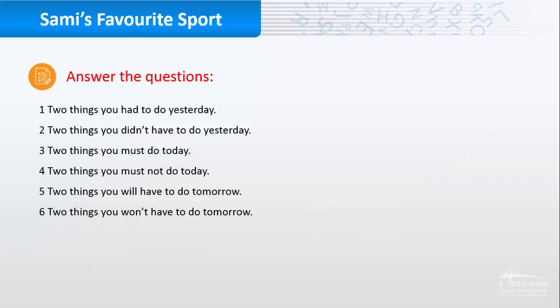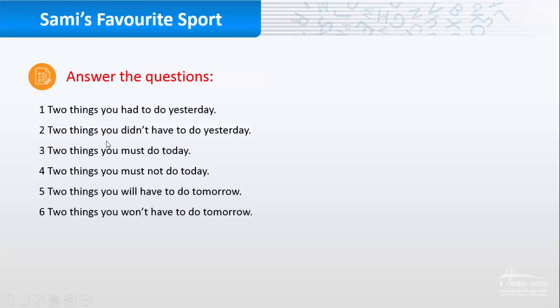Now I want you to answer the questions. Number 1, 2 things you had to do yesterday. Like what you had to do yesterday. Maybe your father, your mother asked you to do it, or your teacher. For example, others may say clean my room and doing my homework. Okay. Number 2, 2 things you didn't have to do yesterday.